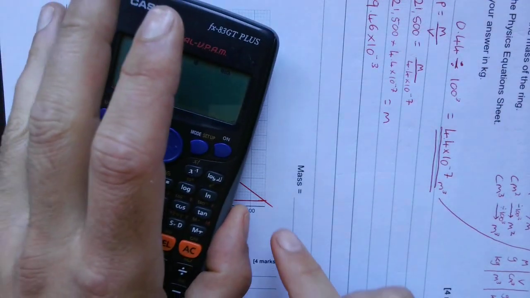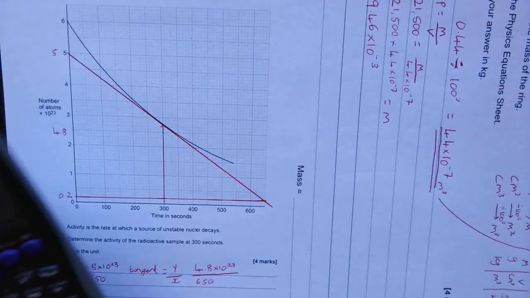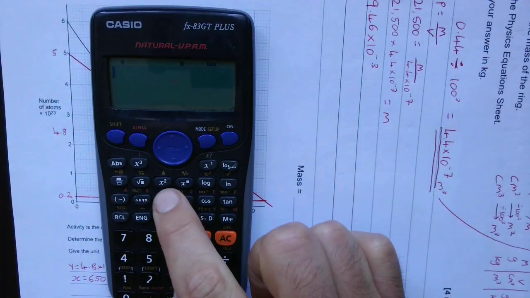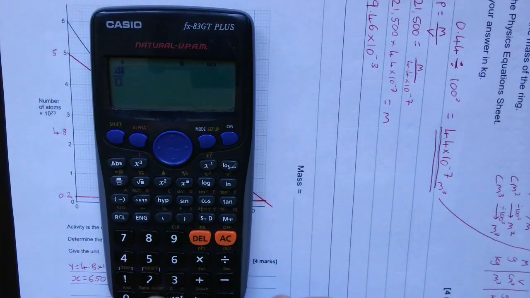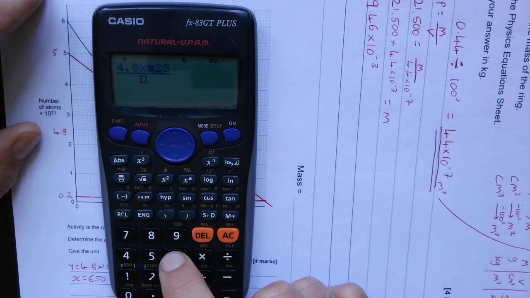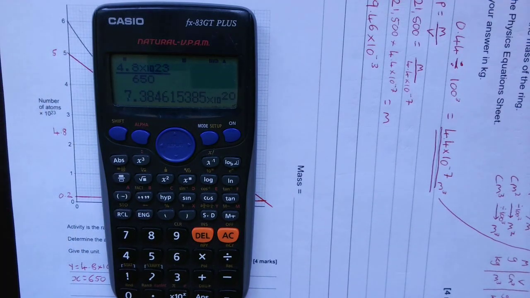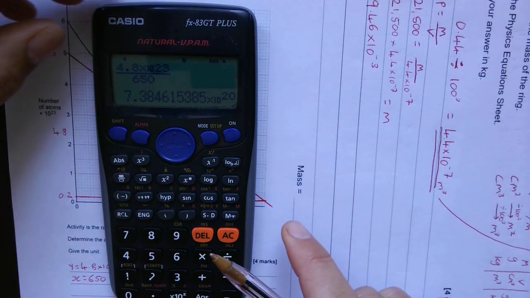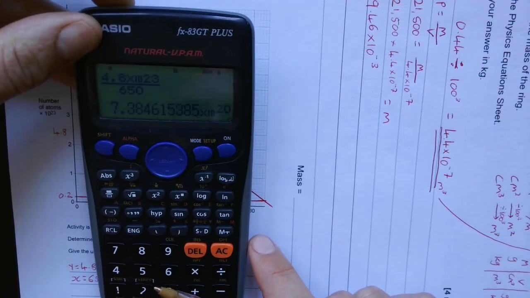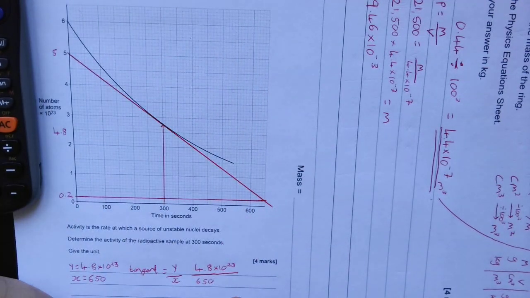Then we're dividing it, so what we do is we put that into our calculator with our fraction button. 4.8 times 10 to the 23, and then we divide that by x, which is 650. That comes out as 7.38 times 10 to the 20.